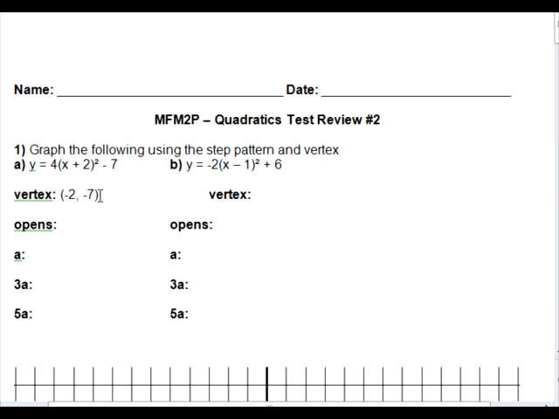Now the reason for that is, remember, it's the opposite of this number, the -2, and then whatever that number is. Is it going to open upwards or downwards? Well, the answer is going to be downwards. Sorry, I mean upwards. The reason it's up is because this value right here is going to be positive. And then we're going to do A, 3A, and 5A. A is going to be 4. 3A is going to be 12. And 5A is going to be 20.